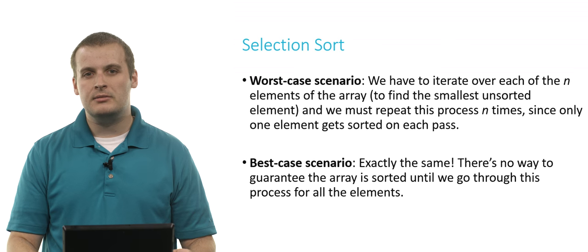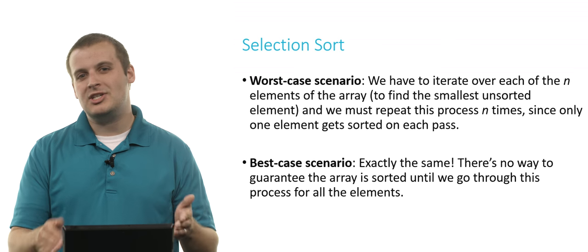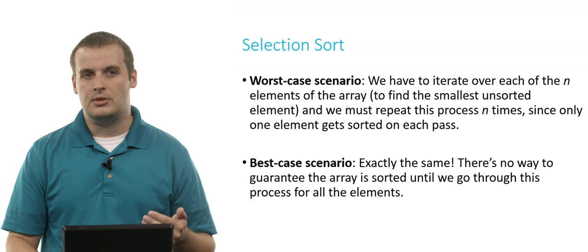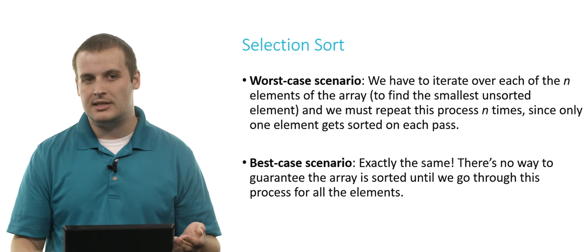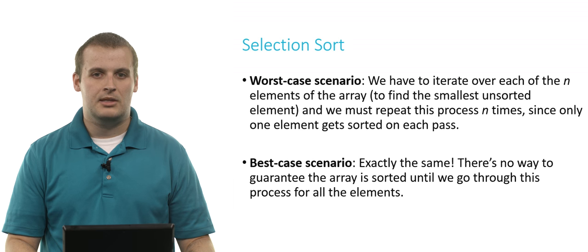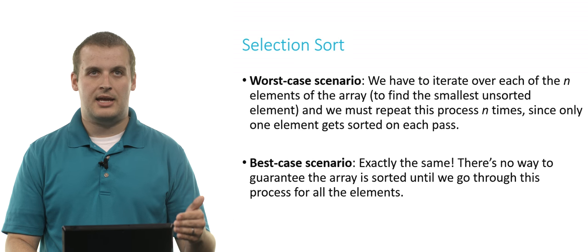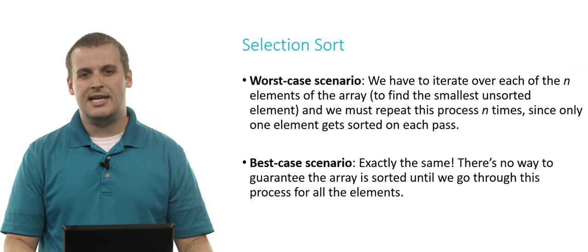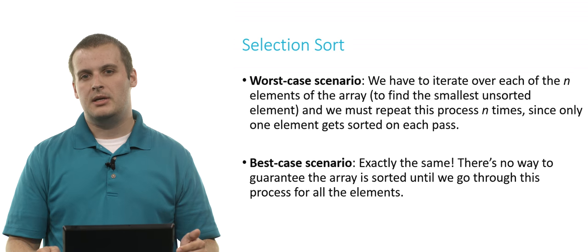What's the best case scenario? Well, it's exactly the same, right? We actually have to still step through every single element of the array in order to confirm that it is, in fact, the smallest element. So in the worst case runtime, we have to repeat a process n times, once for each of n elements. In the best case scenario, we have to do the same. So thinking back to our computational complexity toolbox, what do you think is the worst case runtime for selection sort? And what do you think is the best case runtime for selection sort?